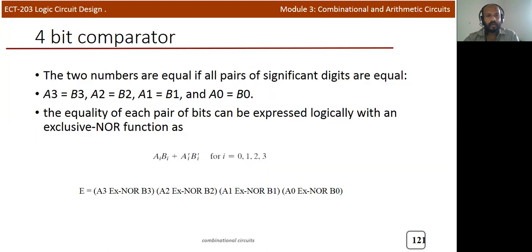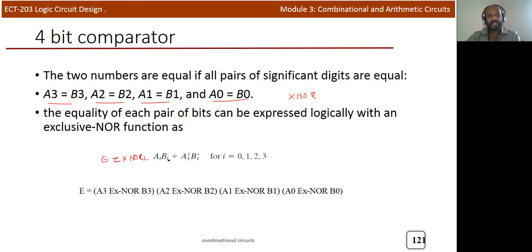Now, we need to check if the values are equal. If two values are equal, A3 equal to B3, A2 equal to B2, A1 equal to B1, A0 equal to B0, then definitely you can use an equality checker. Equality checker means an XNOR gate. So we can write the XNOR operation. So this is the E function. That is an XNOR function we can write.